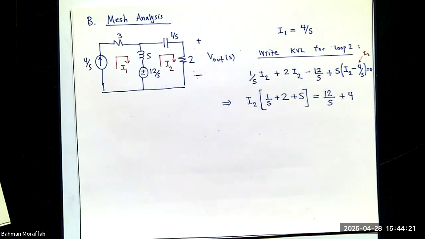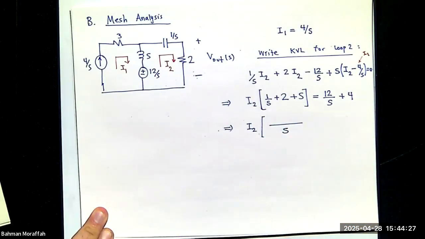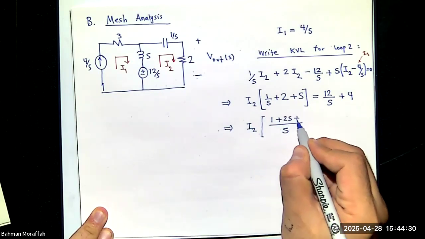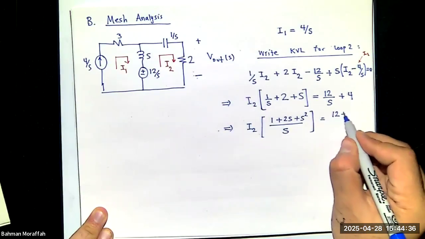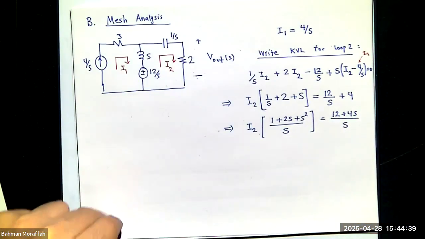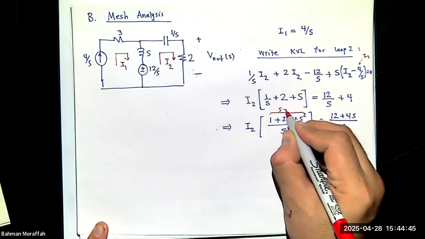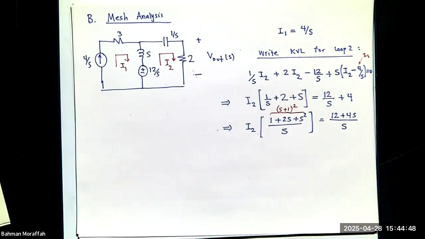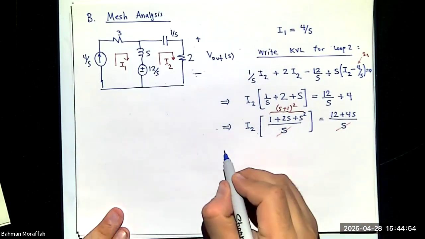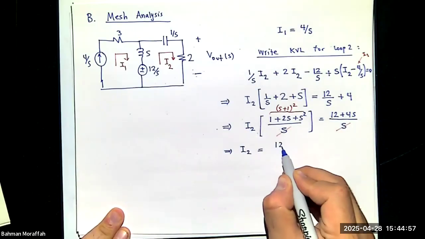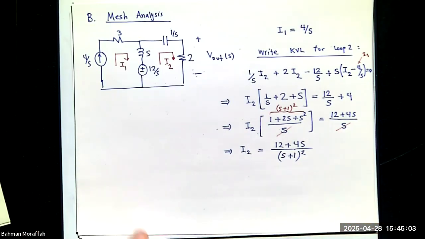Right? Again, I can simplify it a little more. I have I2 times, the common denominator here is S, 1 plus 2S plus S squared equals 12 plus 4S divided by S. Again, remember this over here is S plus 1 squared. Right? This S and this S cancel each other out. I get I2 equals 12 plus 4S divided by S plus 1 squared.